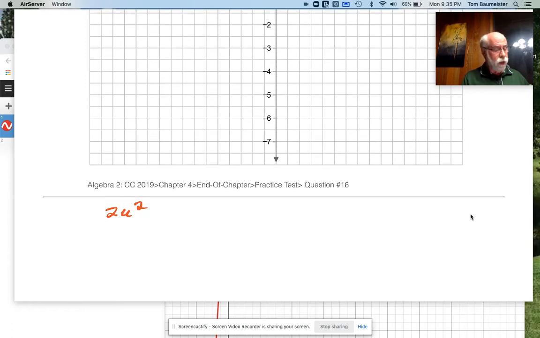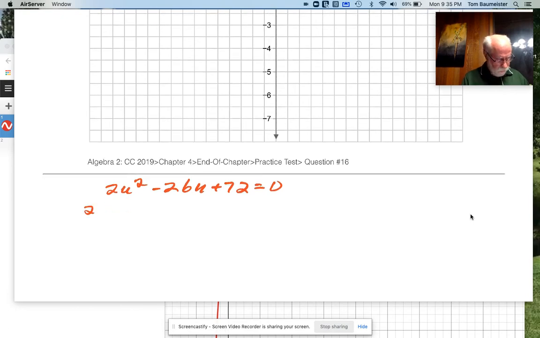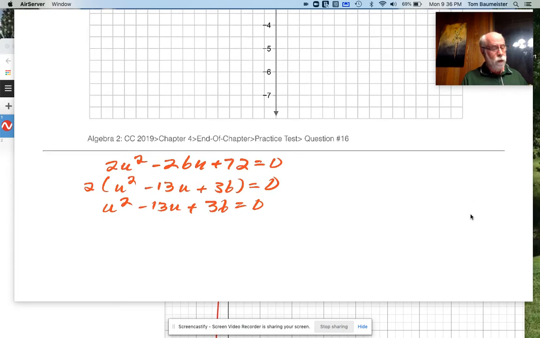So we're going to have 2u squared minus 26u plus 72. And again, we're looking for the x-intercept, so we're going to say it's equal to 0. Remember, on this one here, I can factor out a 2. So if I factor out a 2, I'll get u squared minus 13u plus 36 is equal to 0. Then I could divide by that 2, so I'll get u squared minus 13u plus 36 is equal to 0. All right, let's go ahead and solve this one here.